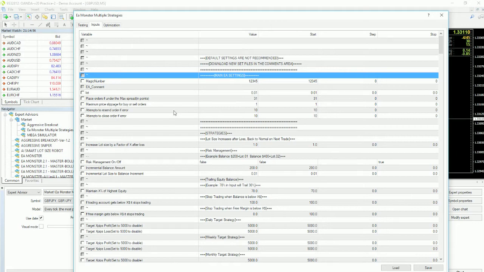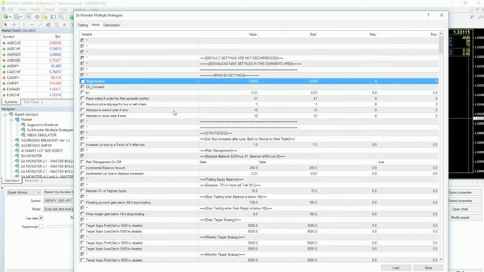The main EA settings are right there when you open up the input section. You have the magic number, which you can change if you have multiple instances of EURUSD open. You can change that number on each one of them so that each strategy will be unique to each one of those.